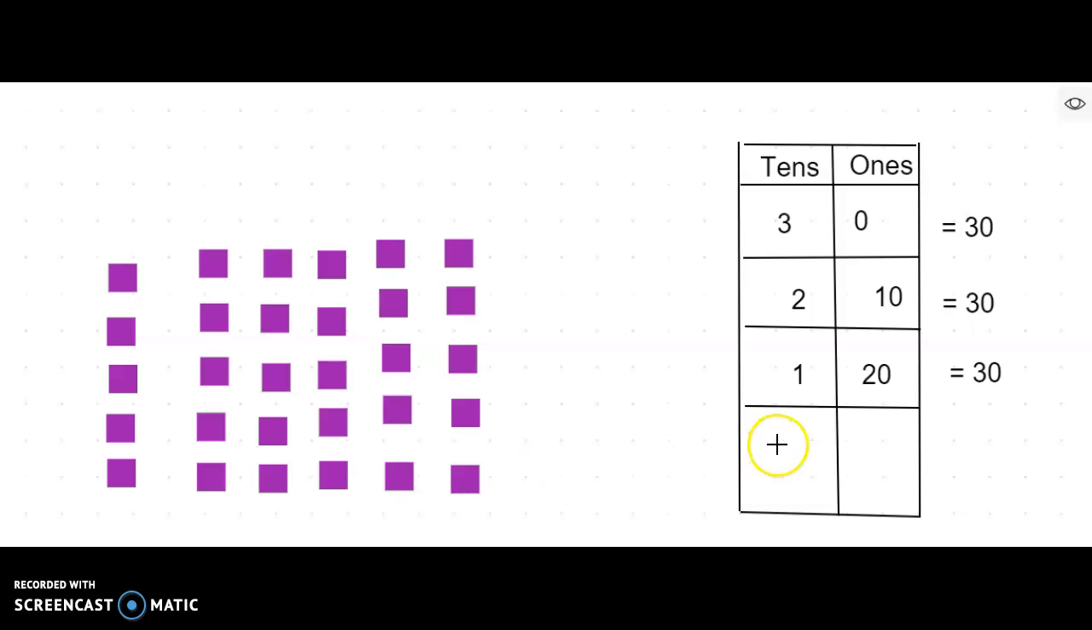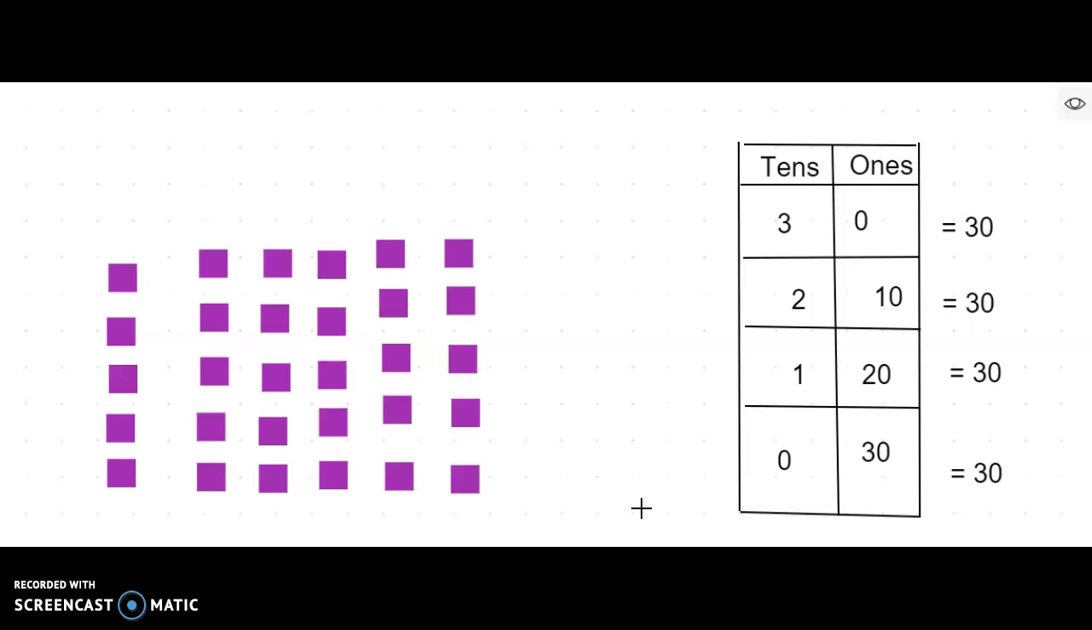Yeah, I have 0. I really don't have any groups of 10 anymore. But now I only have loose ones. I have 30 loose ones. So I have 0 10s and 30 ones, but I didn't get rid of anything, so it still equals 30.